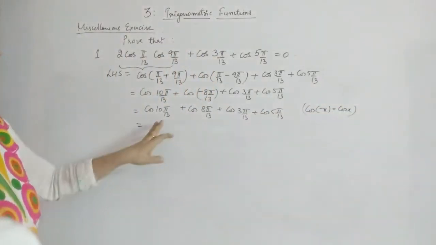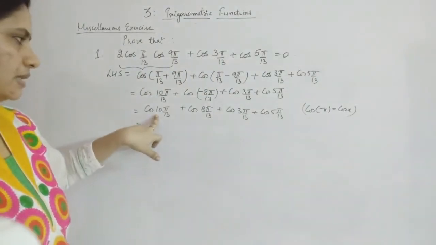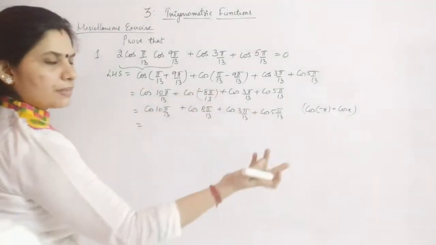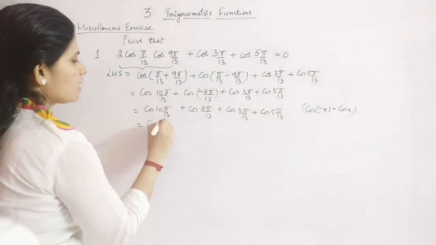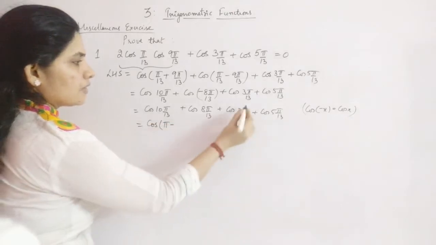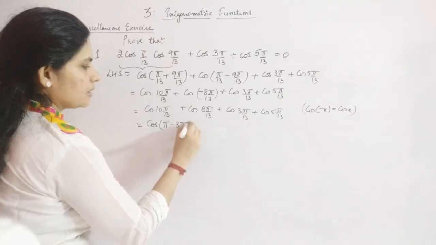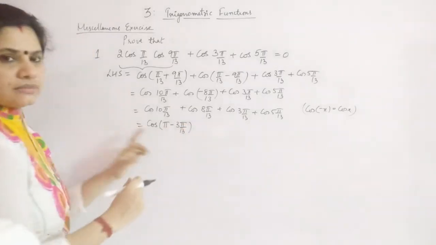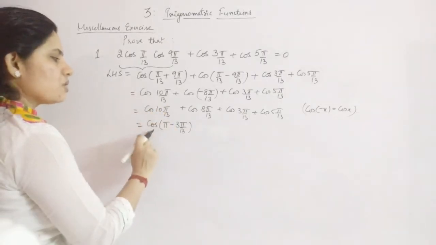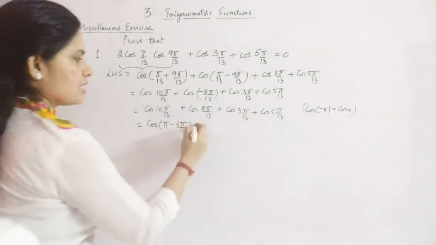Now what we are doing is we are just comparing. Here you have 3 pi by 13 and here you have 10 pi by 13. So we are just rewriting this 10 pi by 13 as pi minus an angle. So we will get pi minus 3 pi by 13. Take the LCM, what you get? 13 minus 3 is giving you 10. Okay, so I can rewrite cos 10 pi by 13 as cos of pi minus 3 pi by 13.